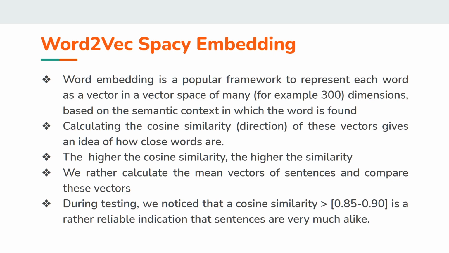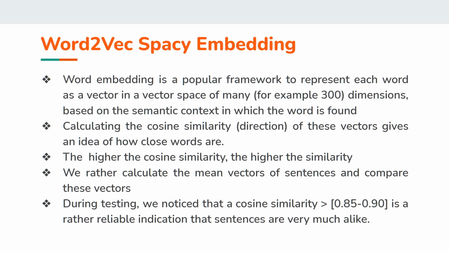This is really a standard approach that has been used for a long time. Word embeddings is a popular framework to represent each word as a vector in a vector space of, let's say, 300 dimensions based on the semantic context in which the word is found. Then we calculate the cosine similarity of these vectors, and this gives us an idea of how close the words actually are. The higher the cosine similarity, the higher the similarity of those words.